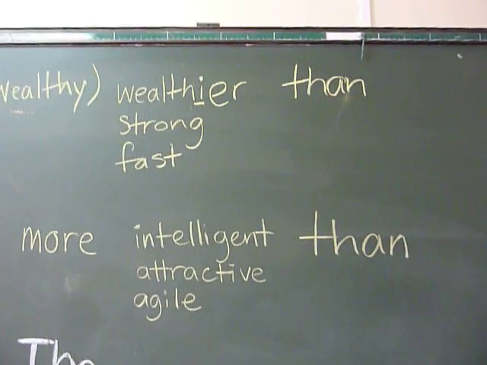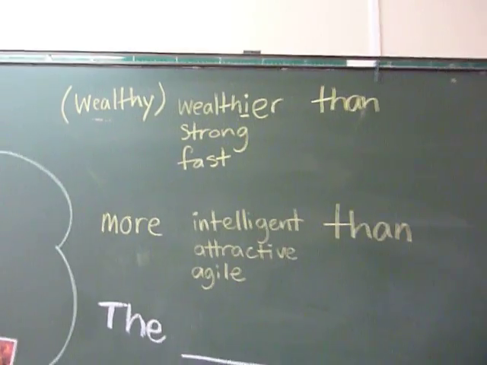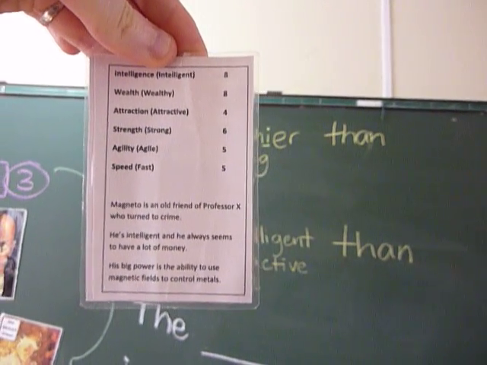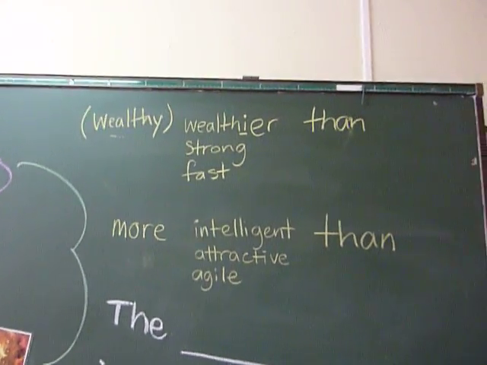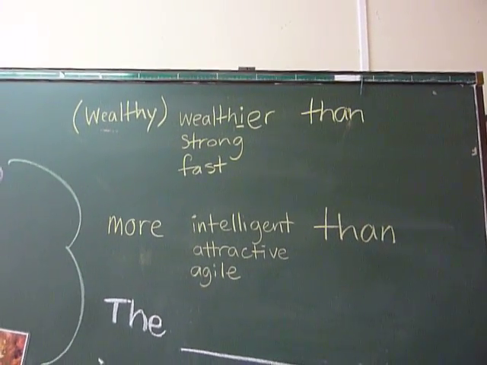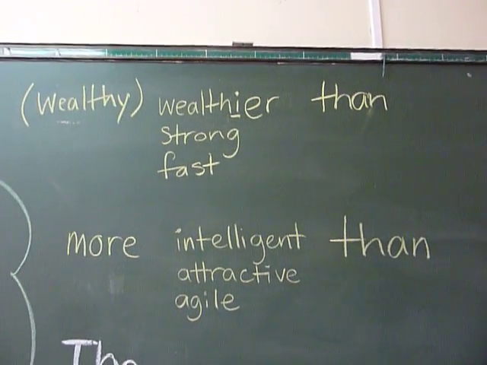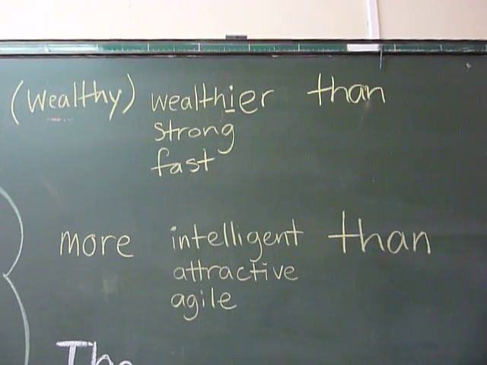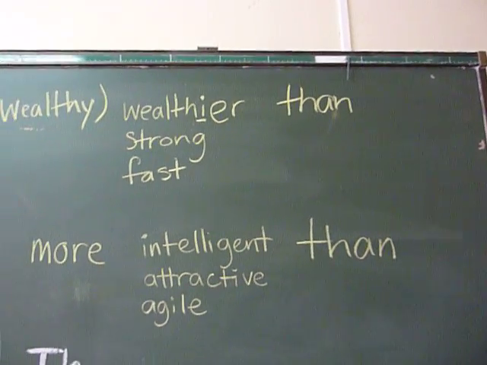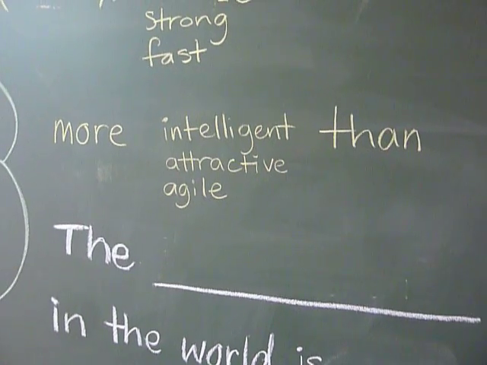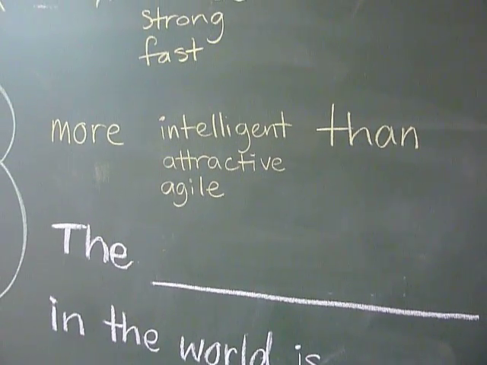First of all, we would review the statistics from the cards, like I showed you last time. So we have intelligent, wealthy, attractive, strong, agile, fast. So review the meaning of these words and which one goes with which pattern. So wealthy, strong, fast go with the ER pattern, and more goes with intelligent, attractive, agile.